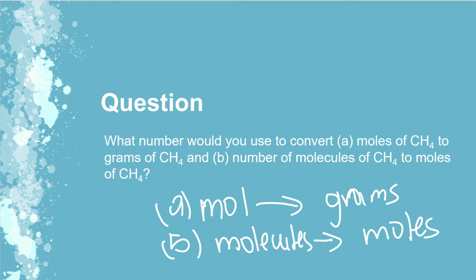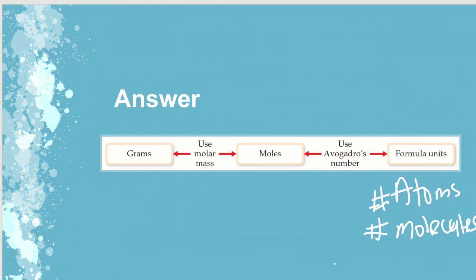That's A. And then for part B, it says, how would you convert number of molecules to moles? So essentially for A, we're going from moles to grams, and for part B, we're going from molecules to moles. All right, so if this is what you had, then you are indeed on the right track. To convert grams to moles or moles to grams, we use the molar mass. So we would have used the molar mass of methane.